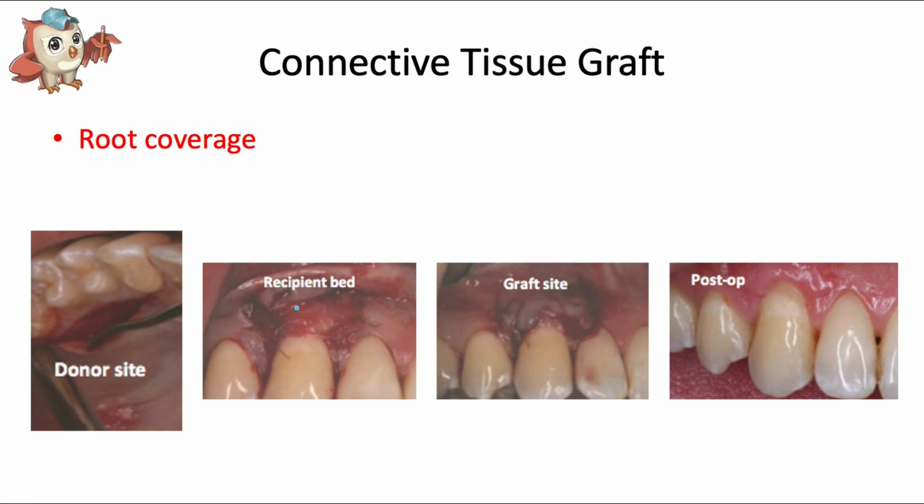Then the recipient site can be prepared with a split or full thickness flap with dissection beyond the mucogingival junction. You would pair this procedure with a laterally positioned, or in this case, a coronally positioned flap, and then fix the harvested graft tissue underneath that flap with sutures. The post-operative image shows a successful reduction in root exposure.